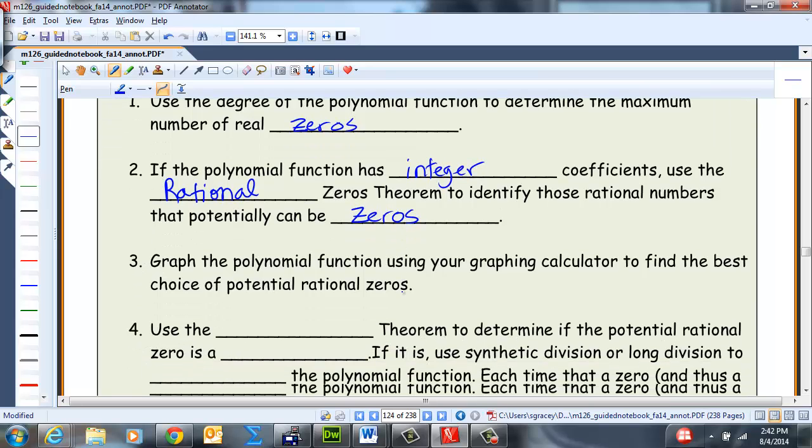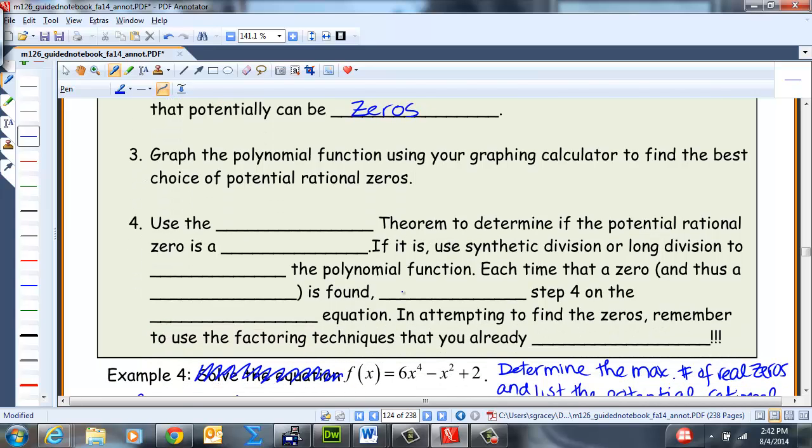And then graph the polynomial function. At this point in the game, you're going to have to use some technology, and that'll give you the best possibility to pick to divide the function by. Then use the factor theorem to determine if the potential rational zero is a factor. If it is, use synthetic division or long division to factor the polynomial function.